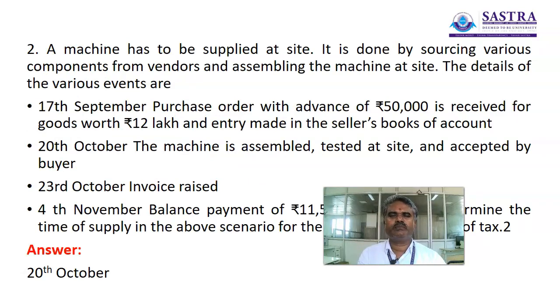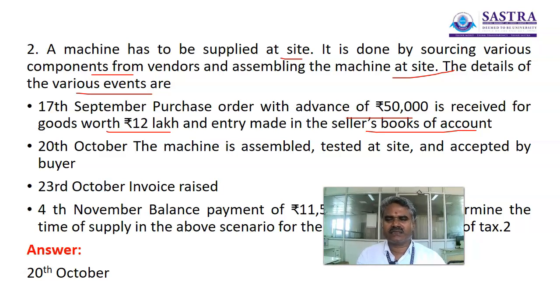A machine has to be supplied at site. It is done by sourcing various components from vendors and assembling the machine at site. The details of the various events: 17th September, purchase order with advance 50,000 is received for goods worth 12 lakh and entry made in the seller's book of account.